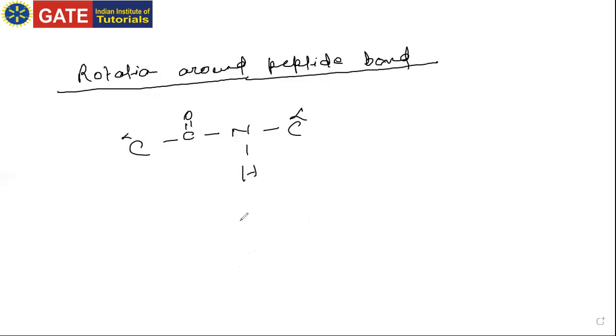So what will happen when we talk about this bond? This bond can be rotated, this also can be rotated. This one is the peptide bond actually. It is a planar, rigid structure, so it will not rotate. But the bond between the carboxylic carbon and the alpha carbon can rotate, and the bond between nitrogen and the alpha carbon can rotate.